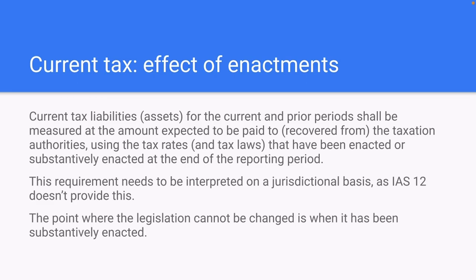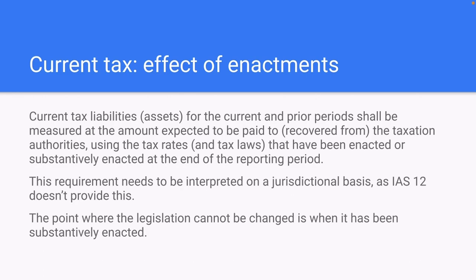And as you may know, tax is based on legislation, and the legislation is enacted by different instruments of government depending on what country you are operating from. And so what IAS 12 says is that current tax liabilities or assets for the current period or a prior period shall be measured at the amount expected to be paid to or recovered from the taxation authorities using the tax rates or tax laws that have been enacted or substantively enacted at the end of the reporting period.